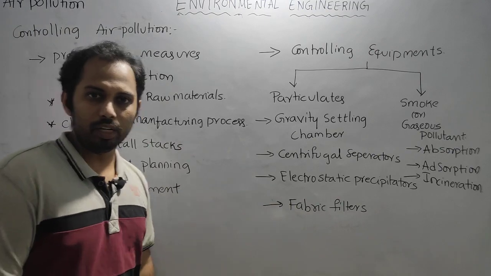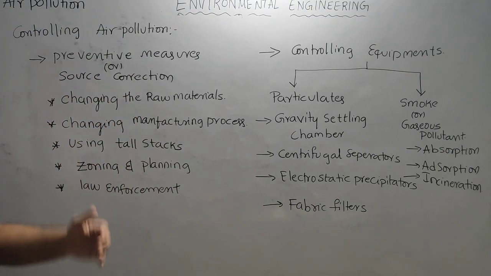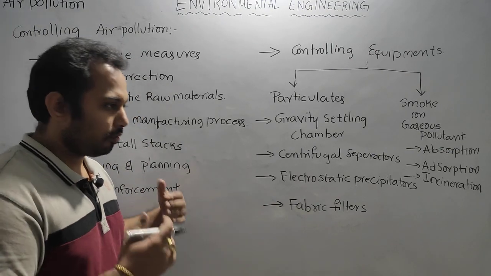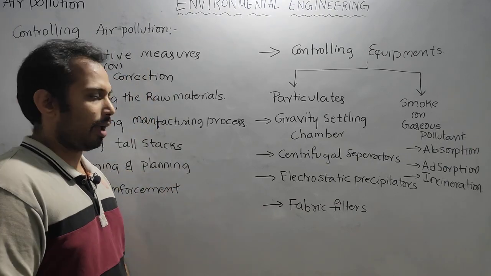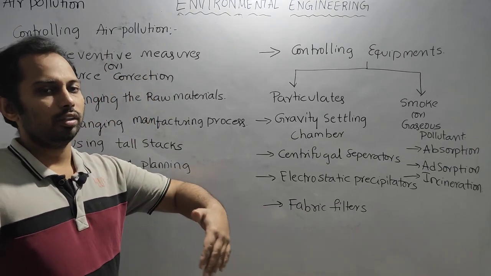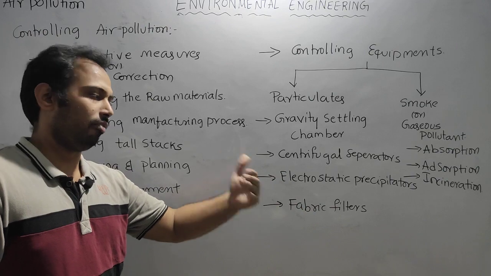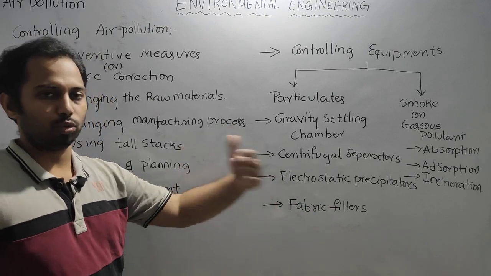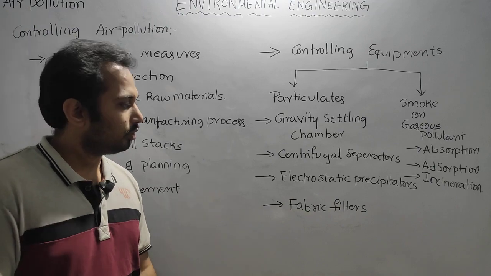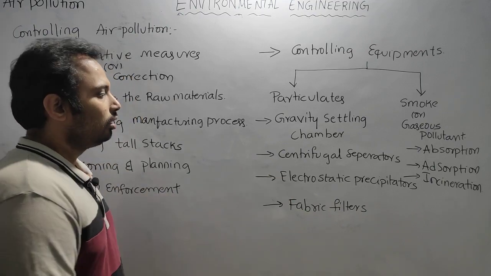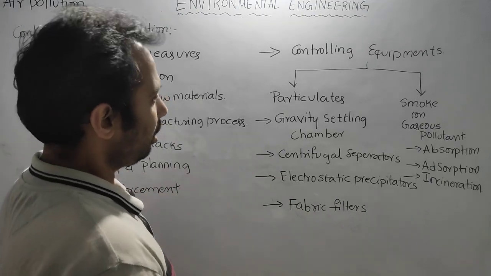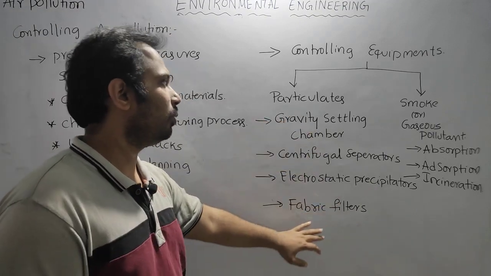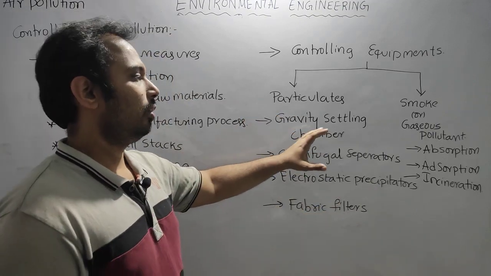Fabric filters also have a fabric present. Heavy wind moves through this fabric filter. The wind moves outside the fabric filter, but the particulates cannot pass through the permeable membrane, so they are removed from the air. So these are the different techniques to remove the particulates.